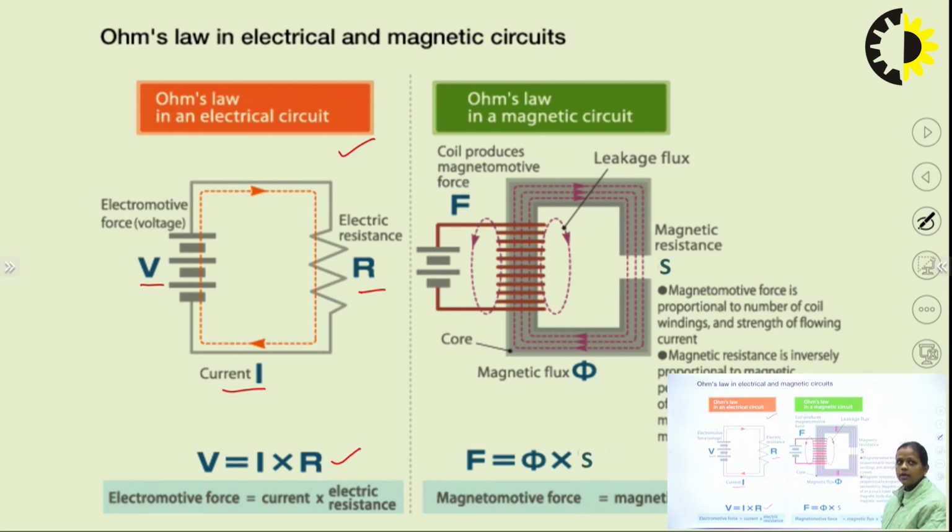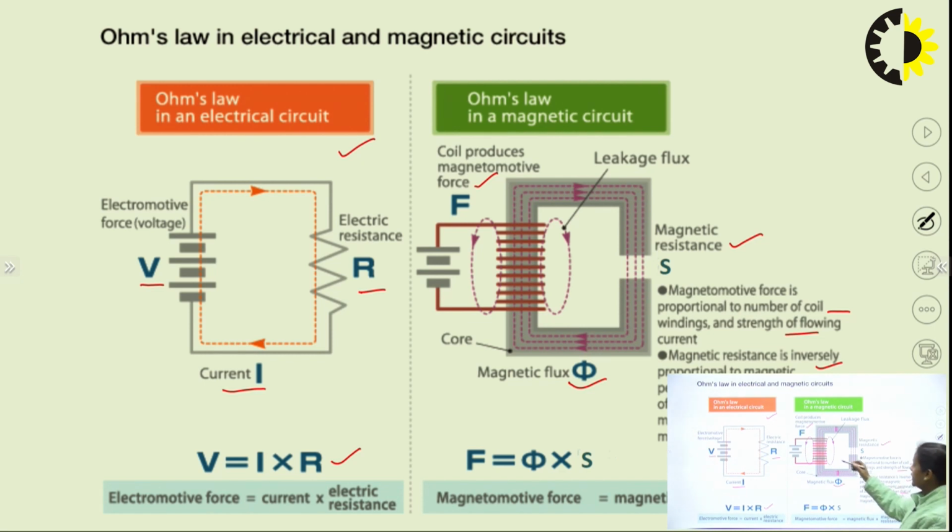In a similar way, in a magnetic circuit, we can see here the coil produces the magnetomotive force, and because of that we have a flux in this core, and we have some magnetic resistance, right. The magnetomotive force is proportional to the number of coil windings and the strength of the current flowing through it. And the magnetic resistance is inversely proportional to magnetic permeability, and the magnetic permeability of air is much lower than that of the magnetic body, due to the high magnetic resistance of the core gap.